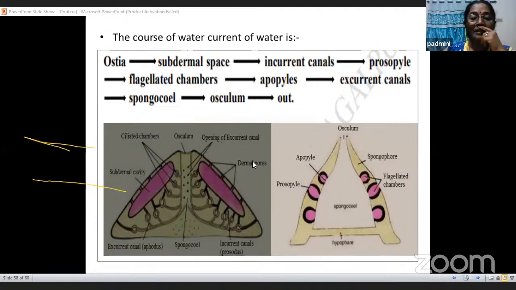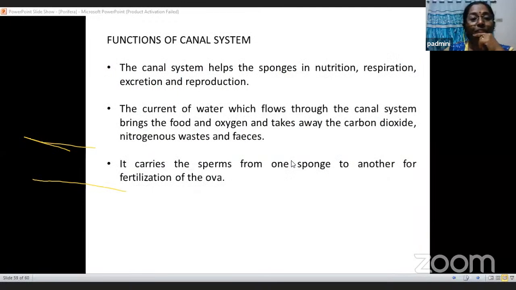You might be asked this in maybe some MCQ questions: do sponges have a Leucon type of canal system? So you should be able to remember that there is something called the Leucon type of canal system. So these are the points that you'll have to remember.